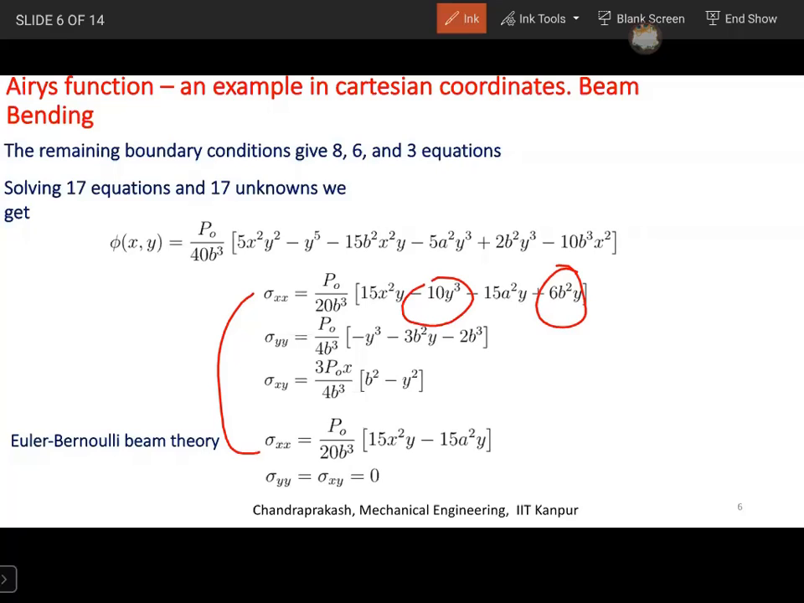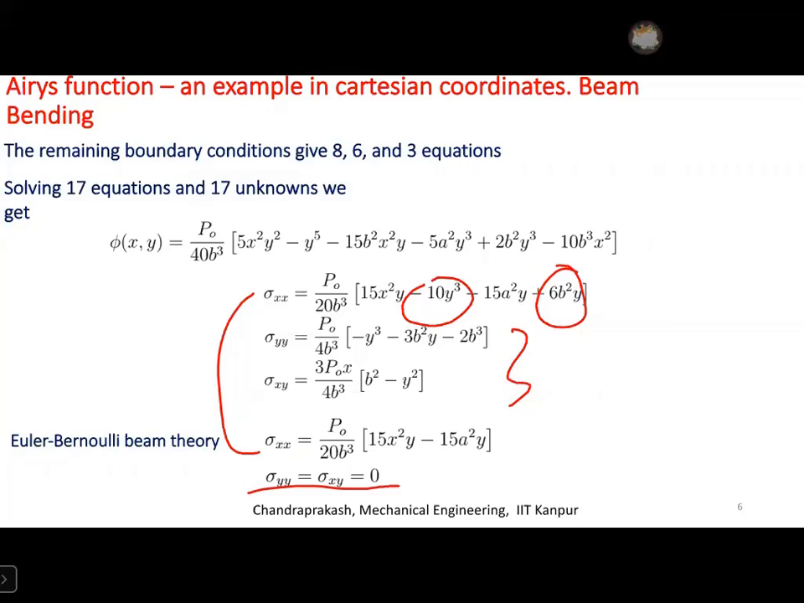And likewise, your sigma yy and sigma xy here are zero, whereas you do get some expressions when you use the theory of elasticity. Okay, so there's a plus side that you are able to capture more terms and more accurate than your standard Euler-Bernoulli beam theory. But does it mean we should not use Euler-Bernoulli beam theory?